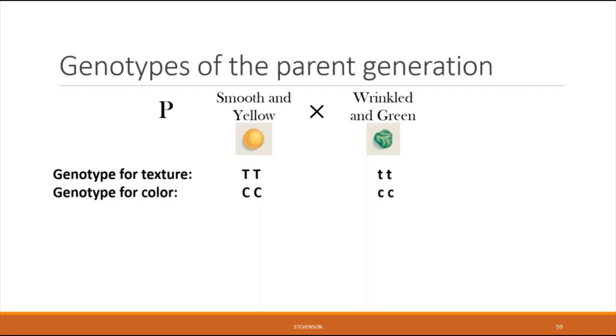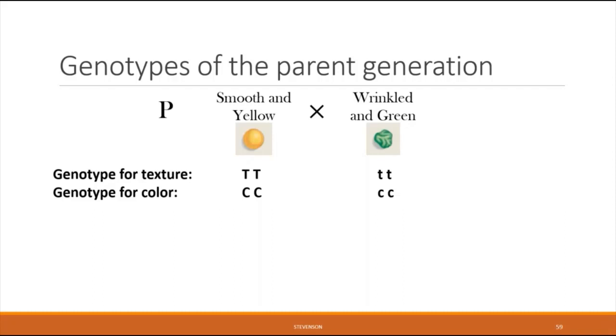We also have to talk about color. The first parent was true breeding for yellow color, and so we have to introduce another letter, another variable, to represent this whole other chromosome and this whole other allele for this separate gene. Because yellow is dominant to green, and because this first parent was true breeding, we know that its genotype for color was capital C, capital C. Over here, the other parent, their genotype must be lowercase c, lowercase c, because they express the recessive phenotype of being green.